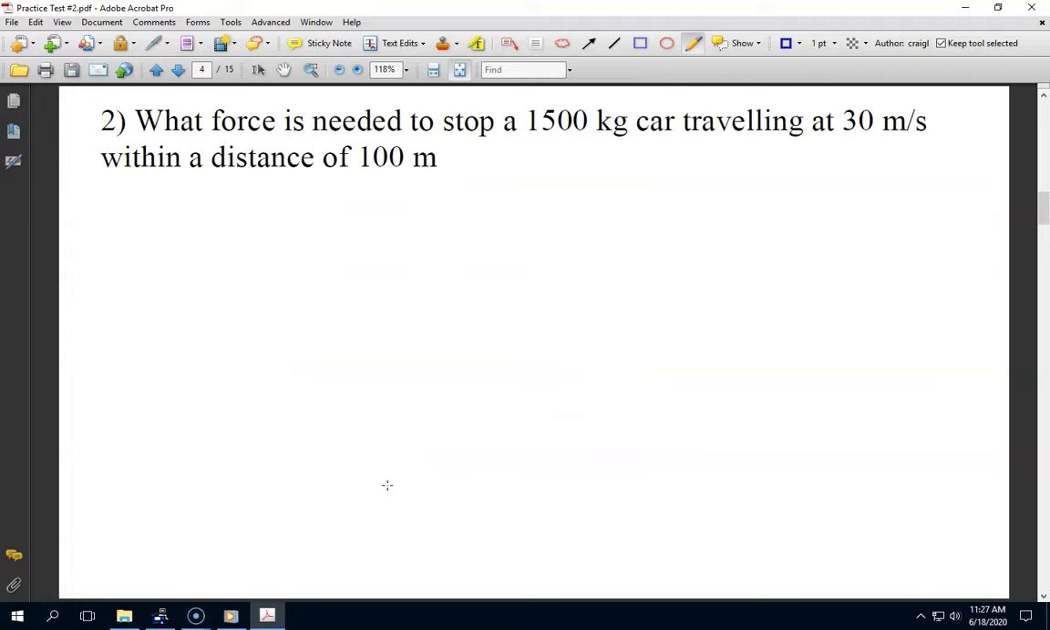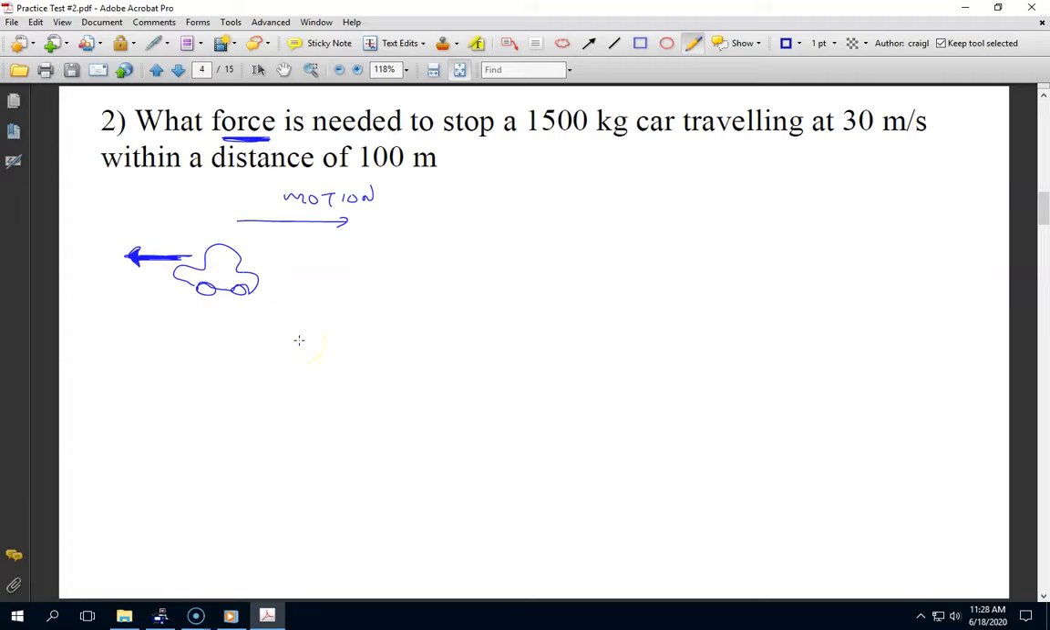Okay. Number 2 here: what force is needed to stop a 1,500 kilogram car traveling at 30 meters per second within a distance of 100 meters. So right here, they're talking about force, and every time you see a problem with force, you need to draw a picture of the object and what forces are acting on it. Well, here it's going to be the brakes of the car. I guess you could have a parachute or something, but the car is moving this way, so I need to exert a force in the opposite direction. I need to overcome that velocity with a negative acceleration, slow this thing down, bring it to a stop.